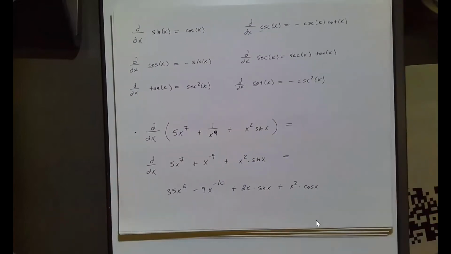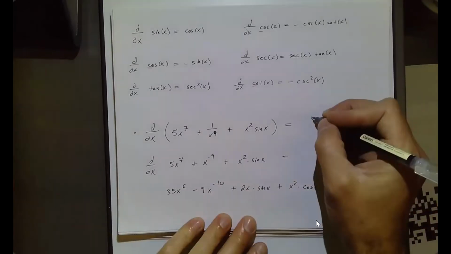How did I get 9x to the 10th? It's not quite 9x to the 10th, it's negative 9x to the negative 10th. What we're doing there is using the power rule. So real quick, off to the side here.